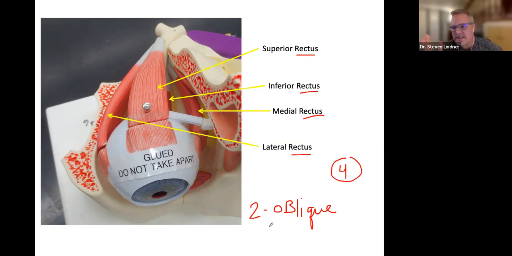Now the rectuses are going to be named by the position that they're located. So if we see a muscle directly on top, it'll be the superior rectus. If there's a muscle closer to the nose, it'll be the medial rectus. If there's a muscle far away on the outside, it's the lateral rectus. And if there's a muscle way underneath the eye, opposite of the superior rectus, we call it the inferior rectus.